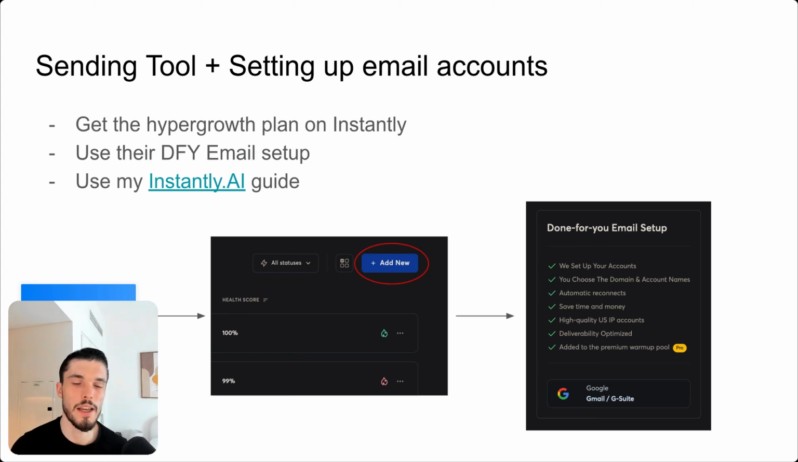So when you go on Instantly, you buy their hypergrowth plan, you can go to the add accounts, and then you can do this done for you email setup. There will be basically instructions about how you can set up these email addresses. And then you can take these email addresses and you can allocate them to a specific campaign, and then you can start sending. So this is the easiest, most straightforward way to start sending emails.